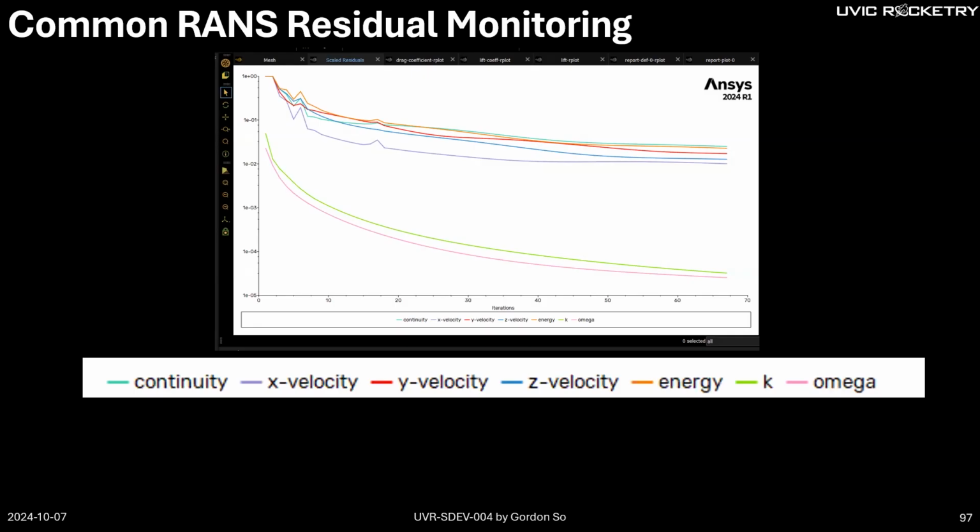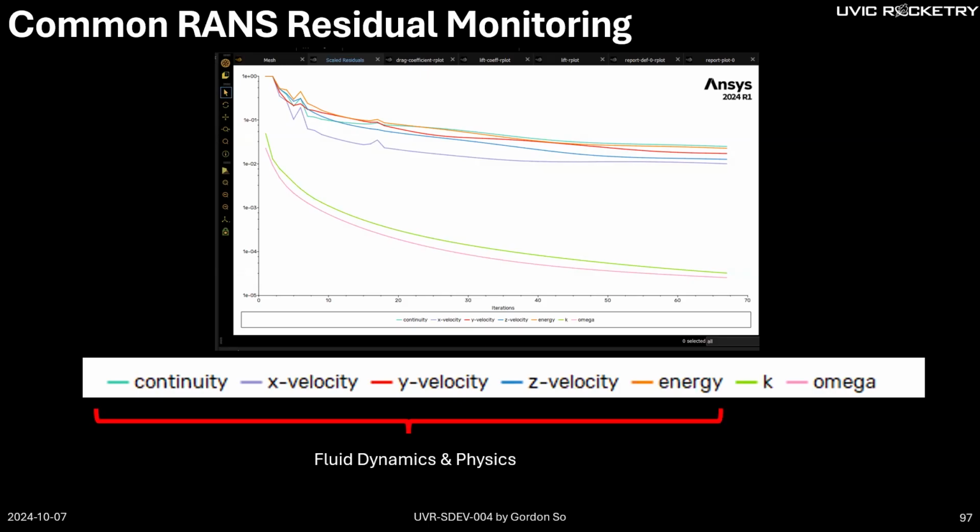So this is a detailed view of what each column means. And then you have your fluid dynamics and physics equations. And the last two terms are your turbulence model. If you remember, we were talking about k-epsilon, k-omega, basically those terms. So you need to sit there, monitor a few iterations, and then let it run.